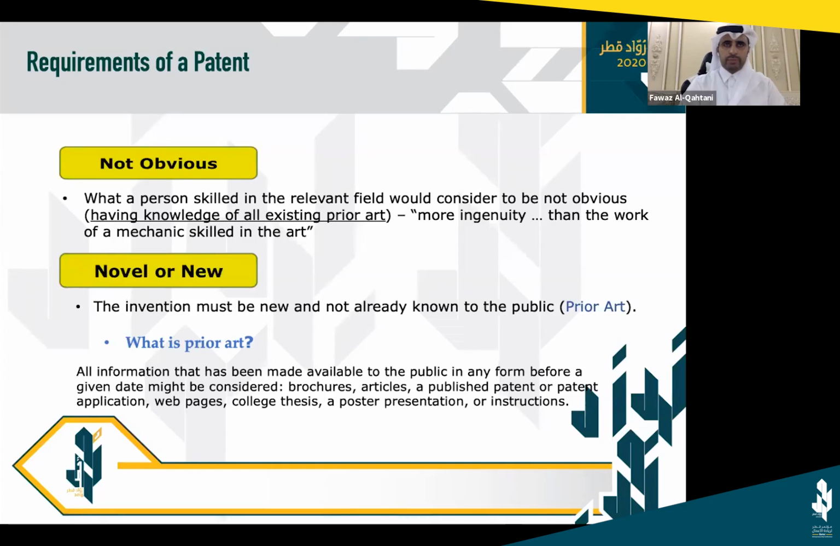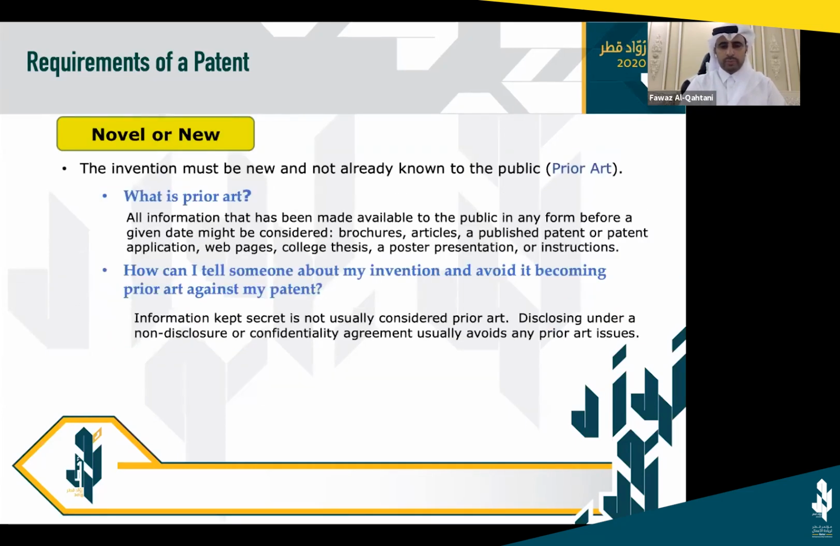Sometimes people publish their work, and later on they feel like they want to protect it. Mostly, worldwide, they cannot protect it anymore, except in the US. Only a US application can give you one year. For example, if you disseminated your outcomes in January 2020, then you have from January 2020 to 2021 to protect it in the United States only, not anywhere else. So how can I tell someone about my invention and avoid it becoming prior art against my patent?